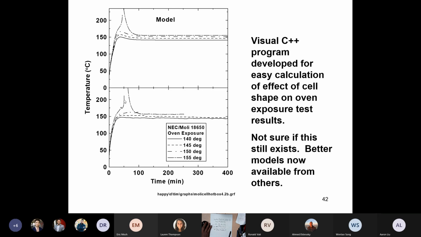And the other thing you'll notice is it looks like the experiment goes to some massive, humongous temperature, whereas the model does not. In the model, we didn't include the negative electrode side. It was just the positive side.